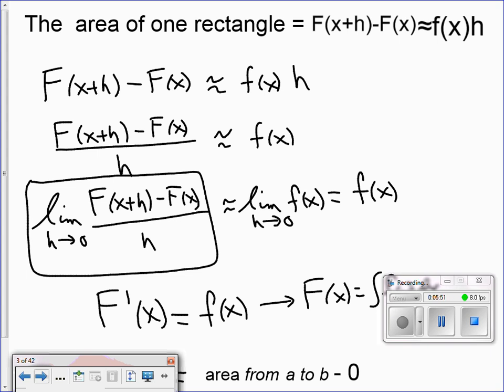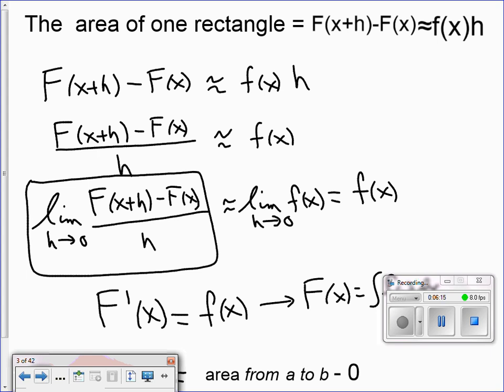So that's how I'm getting this. Now, how am I going from this line to the next line? What am I doing? Dividing each side by h. Now, if this side equals that side, then the limit as h approaches 0 of this side equals, or is approximately equal to, the limit as h approaches 0 of that side.